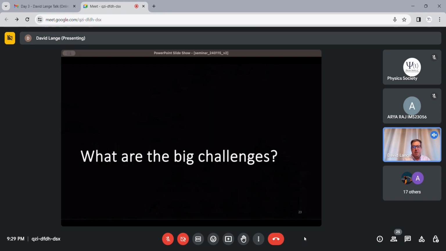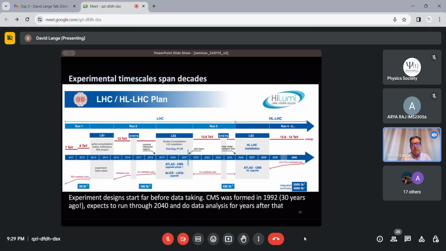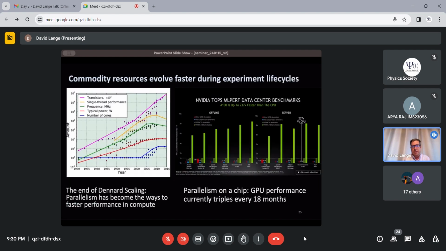So given that perspective, I'll talk about some of the challenges we have. One is going from a first design of what CMS might look like to being done with data is a career, even more than that now. CMS as an experiment was conceived 30 years ago. It started taking data and will take data for another 15 years. And beyond that, there'll be analysis. And clearly you have to have software for that entire time span.